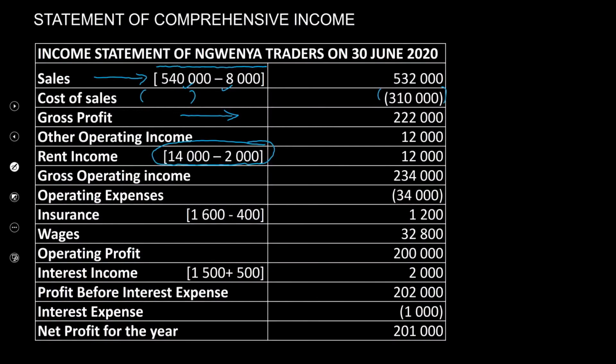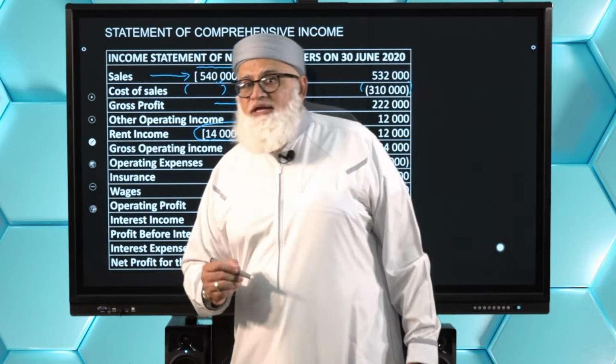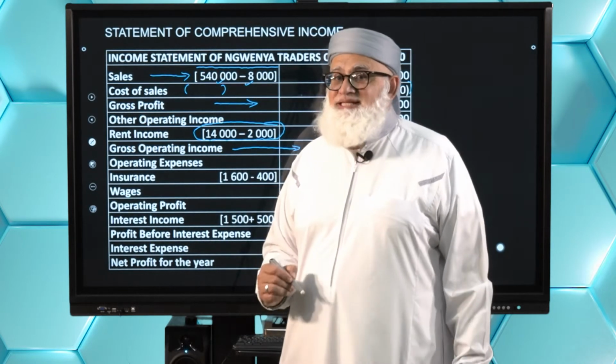That will then give you your gross operating income. Notice, you have your gross profit, add your other operating income, and in this case here, it's the 12,000 Rand to give you your gross operating income of 234,000 Rand. Okay, you now bring in your operating expenses.